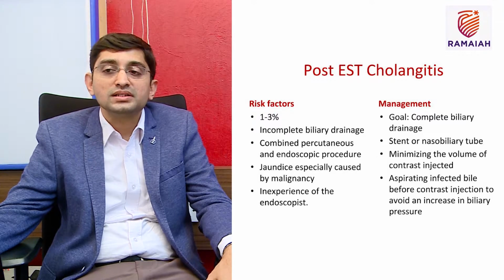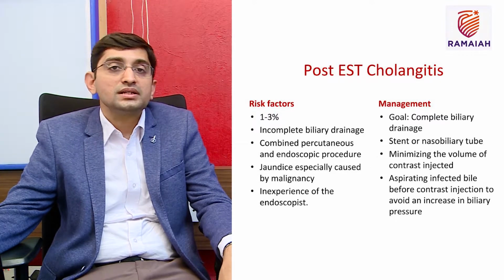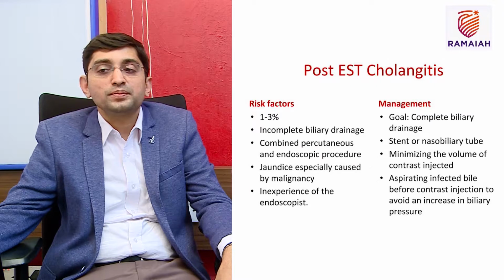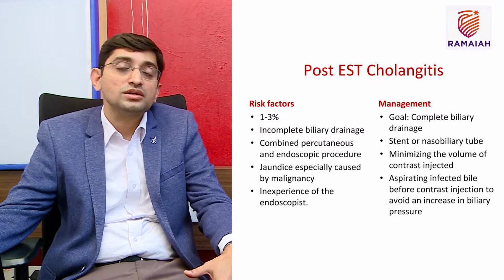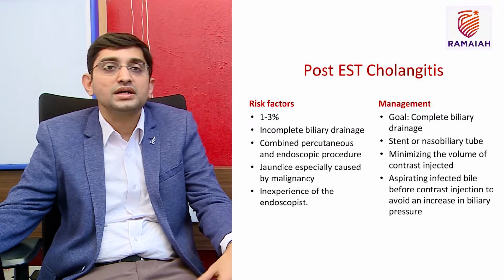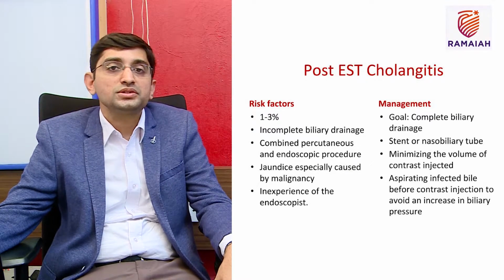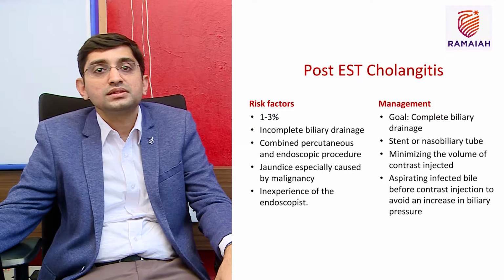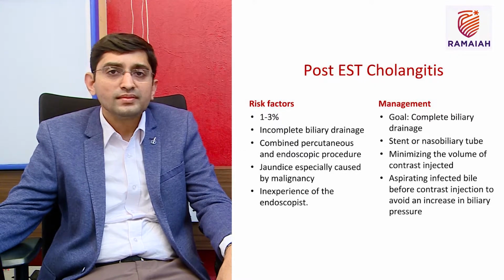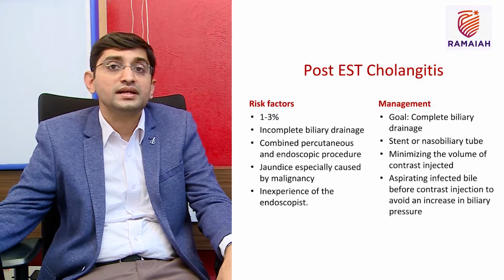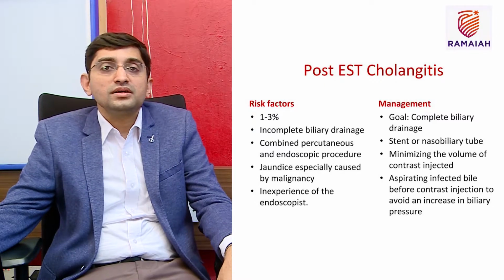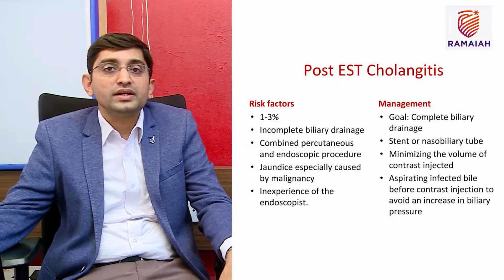Post-ERC cholangitis occurs in 1 to 3% of ERCs. It happens when there is incomplete biliary drainage, or when there is a combined percutaneous as well as endoscopic procedure. For jaundice caused by malignancy, suppose it is a cholangiocarcinoma at the distal end of the bile duct, then there is a high chance of post-ERC cholangitis, because we need to place stents such that the drainage is much better. The goal is always adequate biliary drainage.